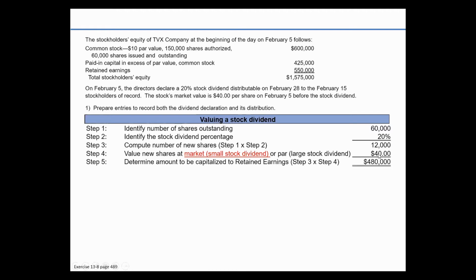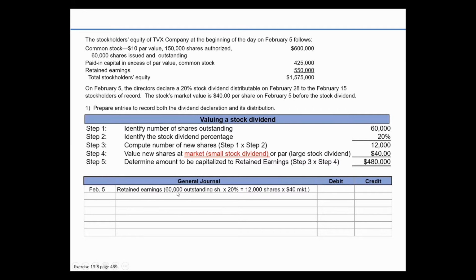And so we take 12,000 multiplied by 40 is $480,000. Then first of all, our journal entry to record both the declaration and the distribution. The first would be the declaration of the stock dividend. And so we would debit retained earnings, which would be 60,000 outstanding shares multiplied by 20% equals 12,000 shares by a $40 market value, or $480,000.